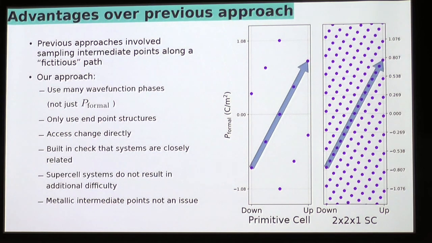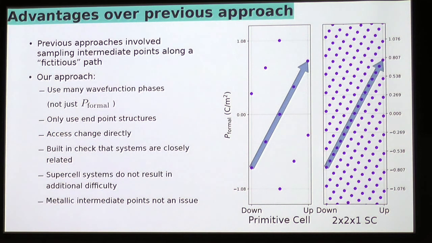So, just a quick comparison to previous approaches. If you had to compute along some path, the path you're using is somewhat fictitious, as we saw before anyway. To just do the primitive cell of PTO, I needed 3 intermediate points, and then when you go to the supercell, suddenly you need like 16 intermediate points to resolve how the polarization difference changed. But with this method, in both cases, I'm only using the 2 endpoints.